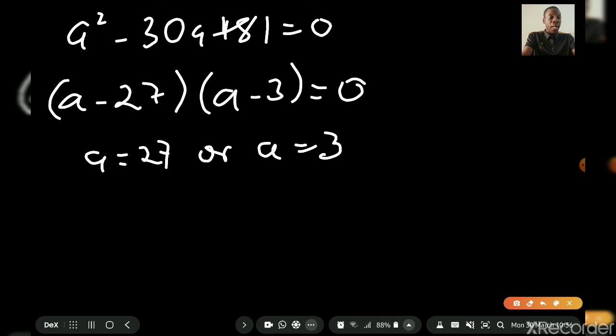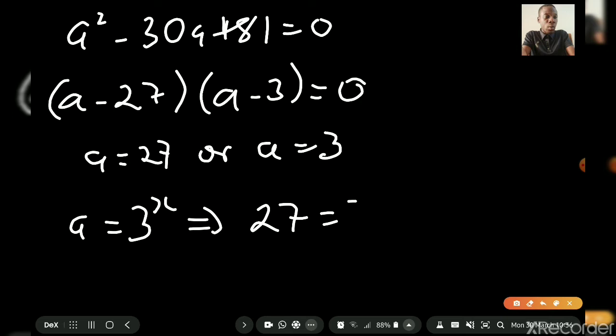But remember, it's not a that we are looking for. We are looking for x in the original equation. And we said that we should let a be equal to 3 raised to the power x. Therefore it means that a, which is 27, will be equal to 3 raised to the power x. Then we can use transforming exponential equations to linear equations to solve this. So 27 is the same as what? 3 raised to the power 3 is equal to 3 raised to the power x.